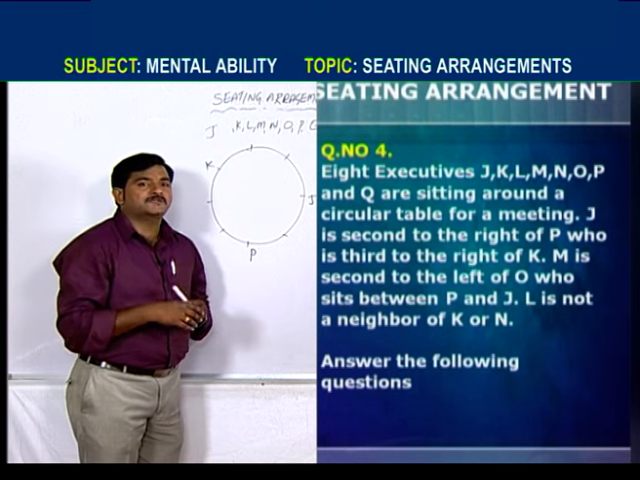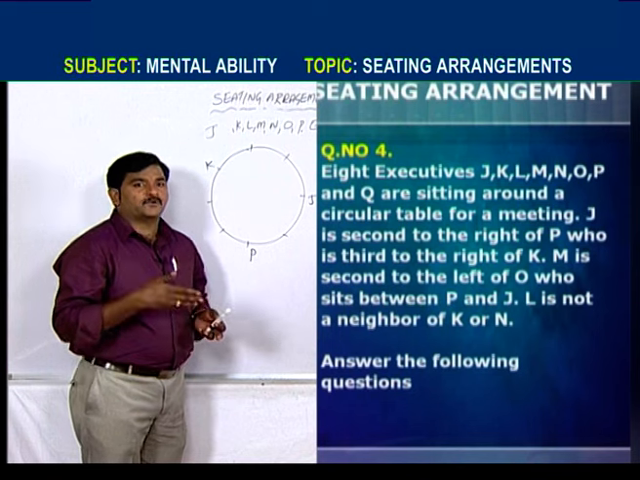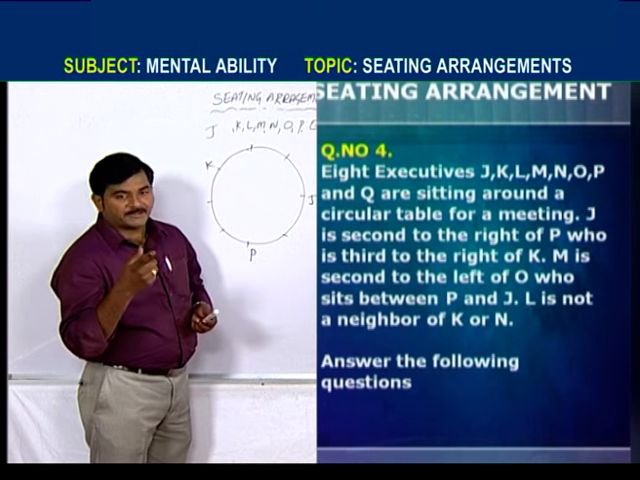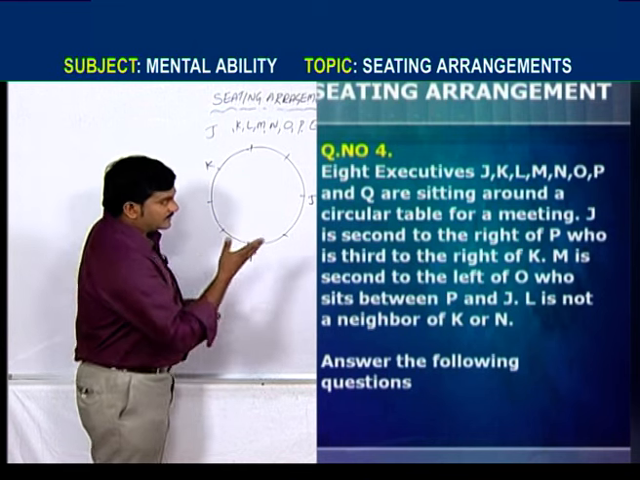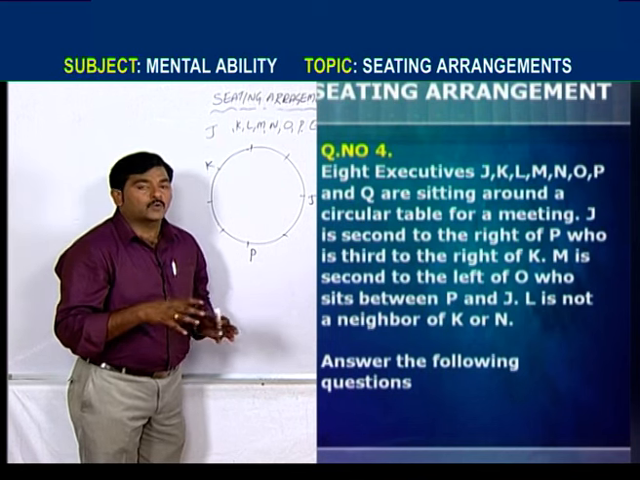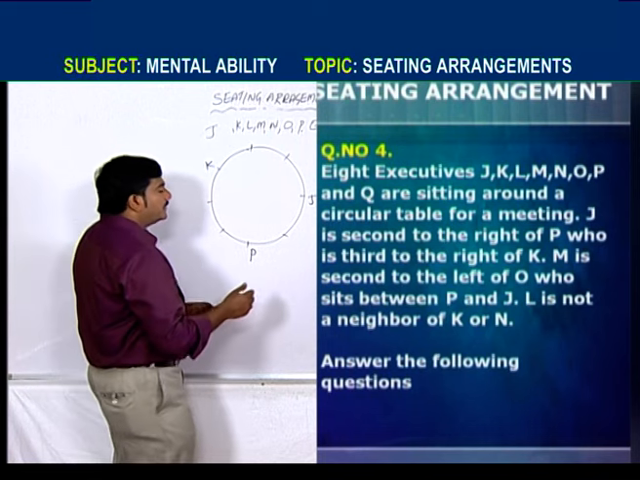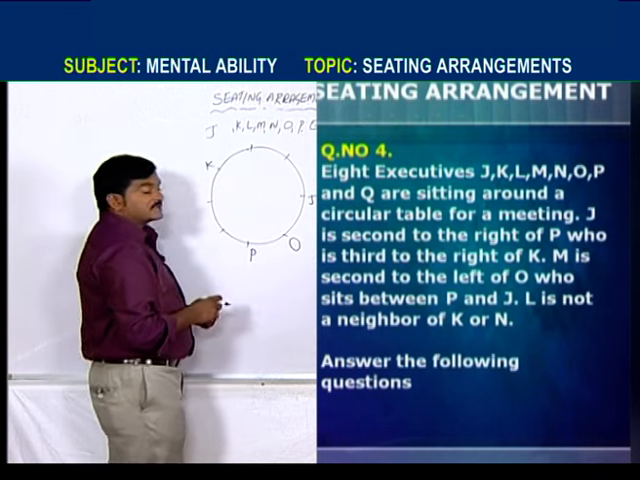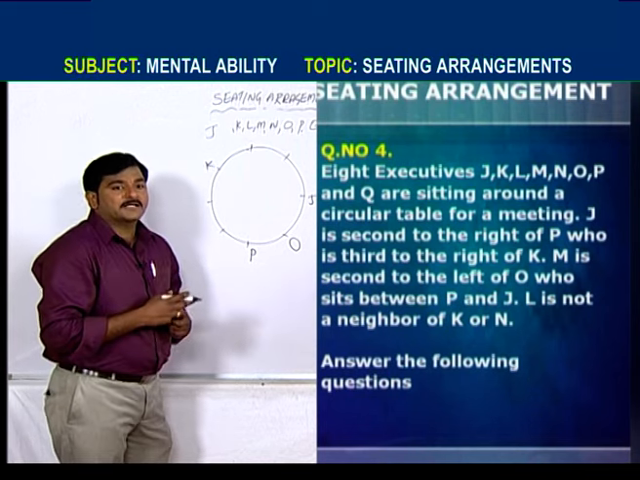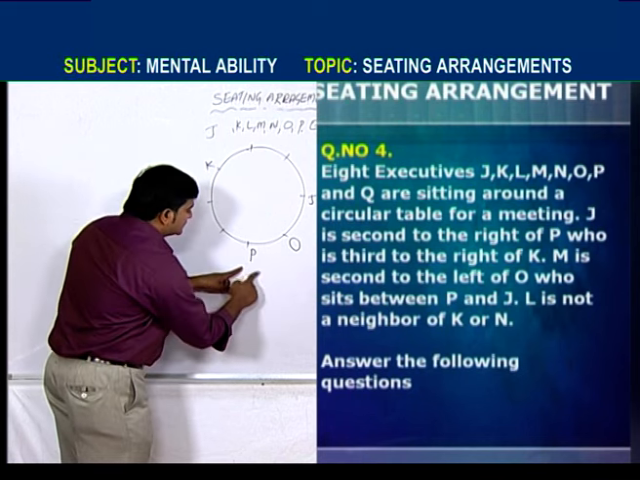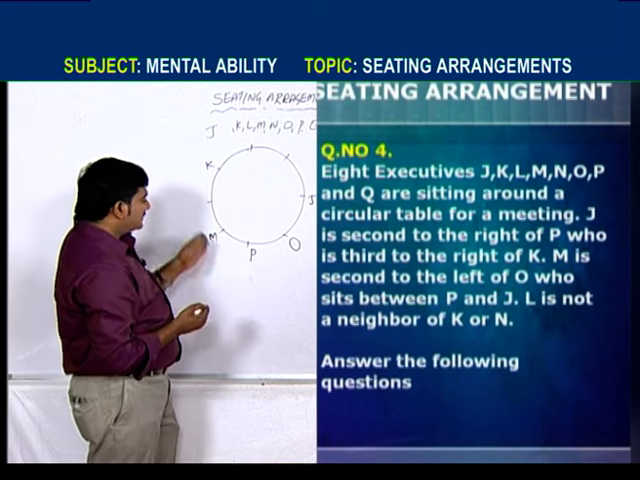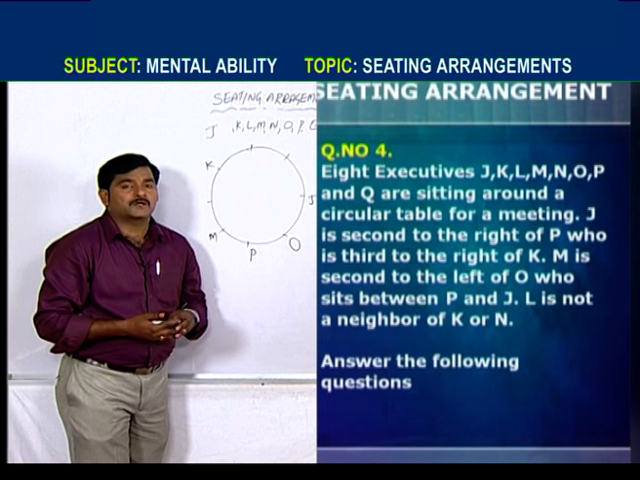Again, in this case also, who is he talking about, M or O? Obviously it is about O, because M is second to the left of O. Who sits between P and J? Here he is talking about O. O sits between P and J. Then what about M? It's very clear. M is second to the left of O. So, first left and second left, here M is sitting. Therefore, these are the four persons arranged out of eight persons.